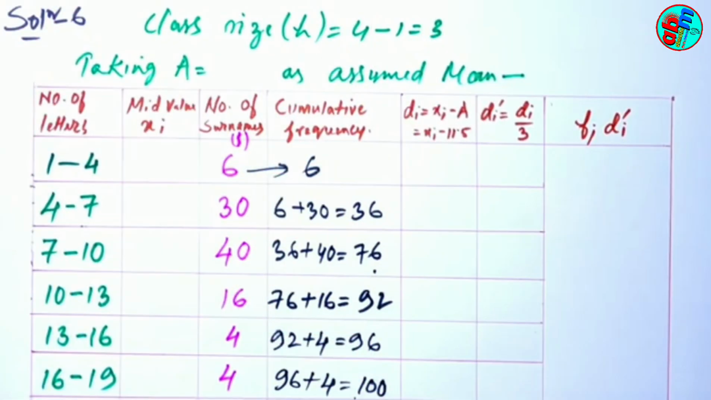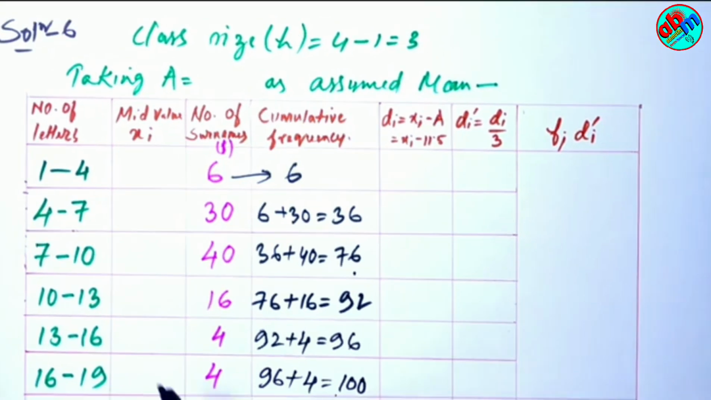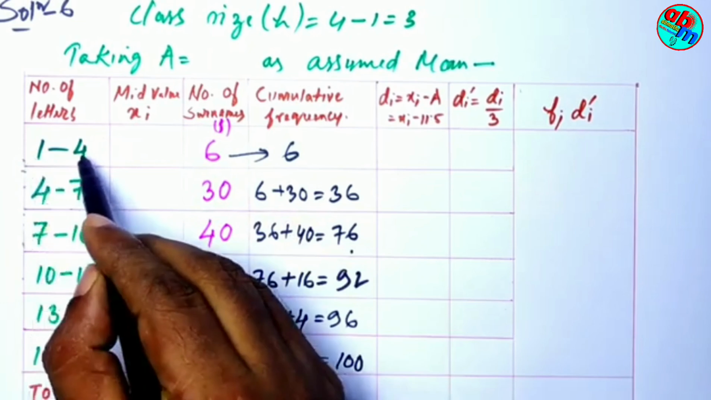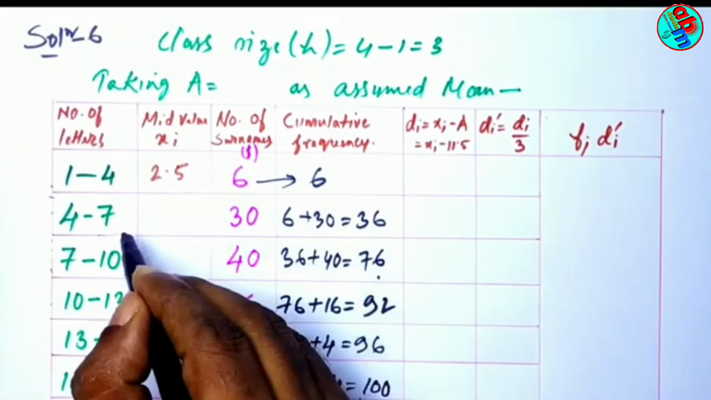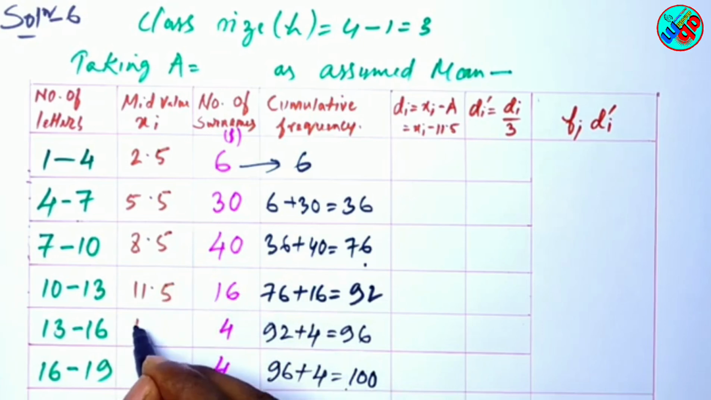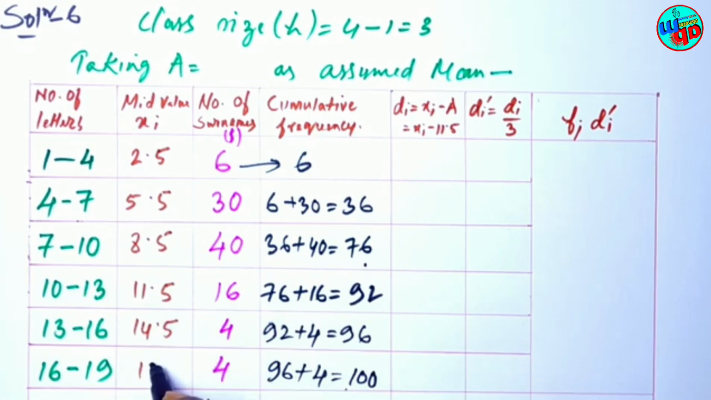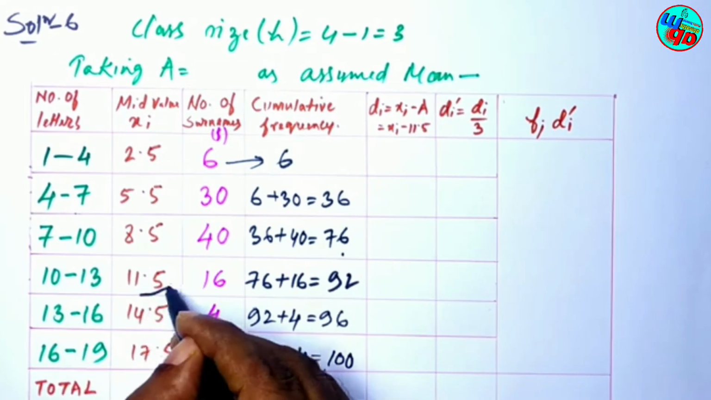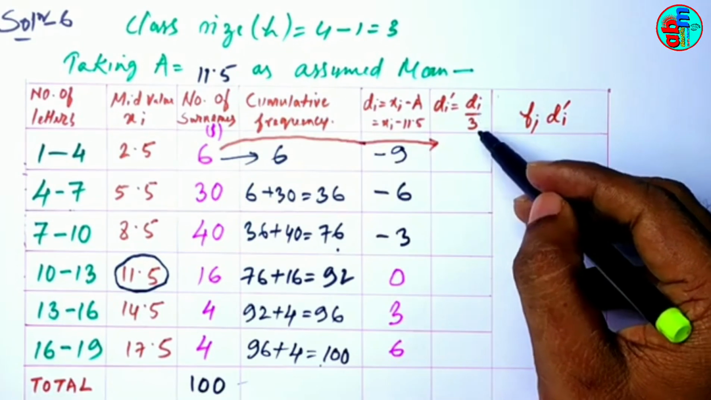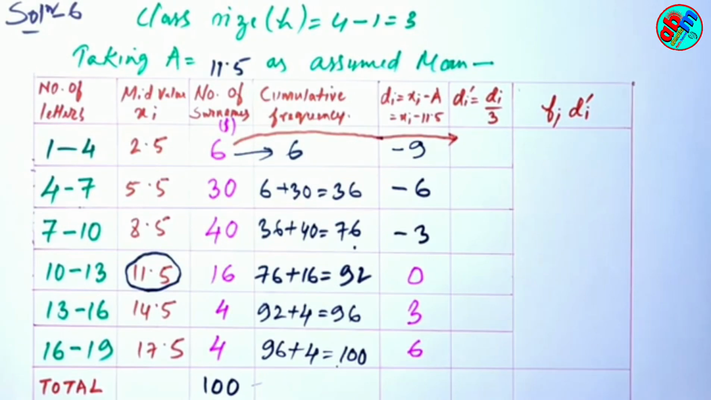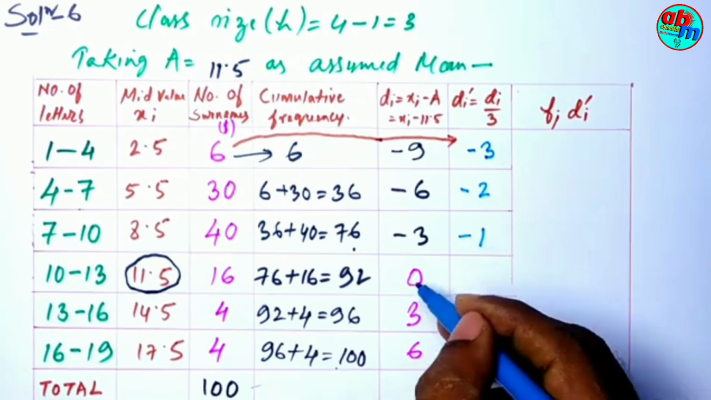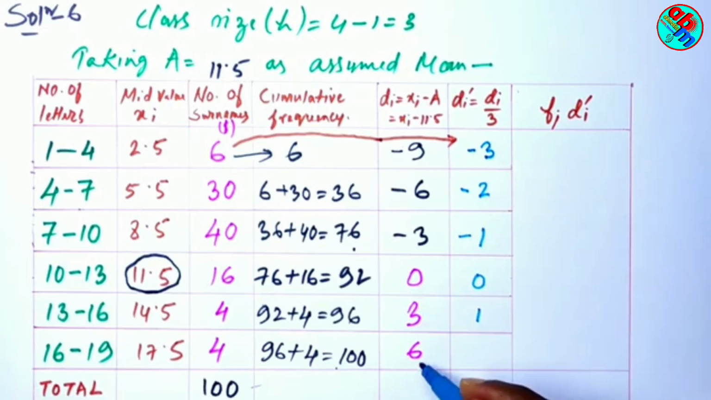Here we are trying to prepare the table for calculating mean. So we find out the xi value, which is the mid value. We add the lower limit and upper limit and divide it by 2. 1 plus 4 is 5, divided by 2 is 2.5. This will be 8.5, 11.5, 14.5, 17.5. We use 11.5 as the assumed mean. Now let us calculate di value, which is xi minus a. Di dash is di by 3, like this, by 3 to get minus 9 divided by 3 is minus 3, minus 2, so minus 1, 0, 3 divided by 3 is 1, 6 divided by 3 is 2.